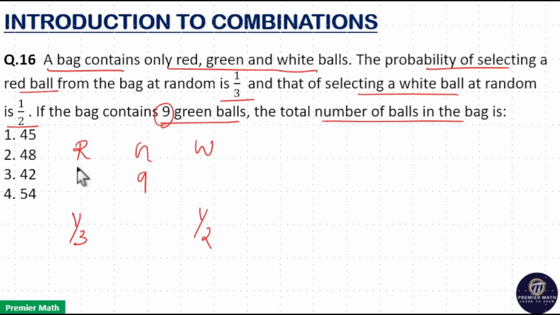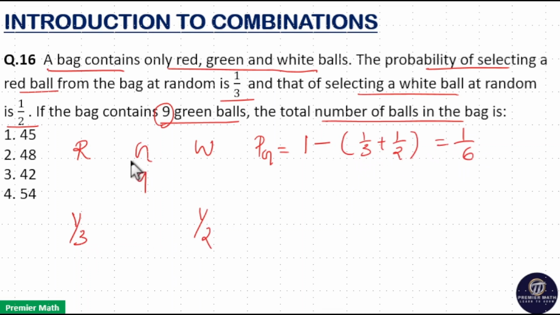Now you already know the probability of the total event is 1. That is, probability of selecting red plus probability of selecting green plus probability of selecting white is 1. Then probability of selecting green is equal to 1 minus the sum of 1 by 3 plus 1 by 2, which is equal to 1 minus 5 by 6, which is 1 by 6.